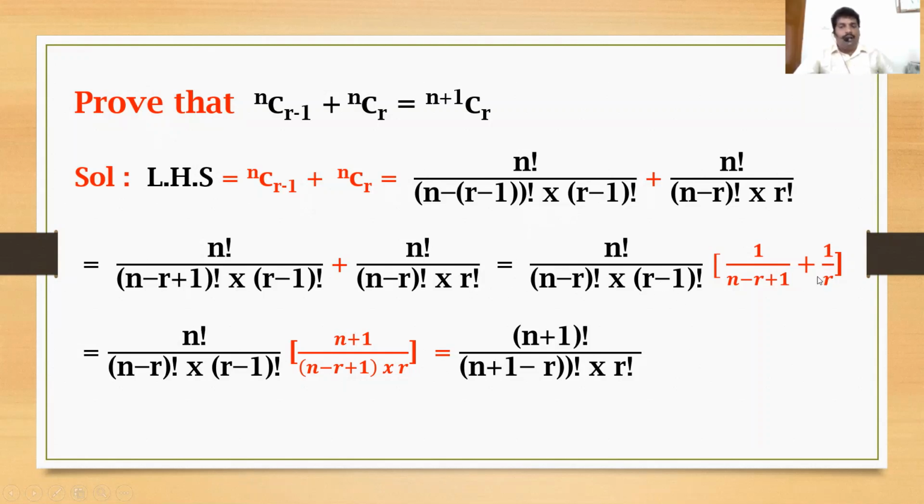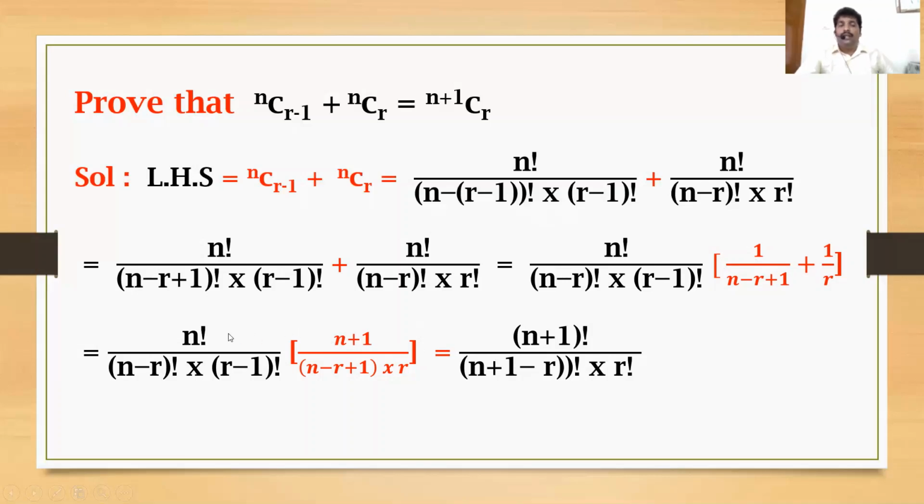So 1 by r. Now if you simplify this second part, the red color part, the LCM is (n minus r plus 1) into r. So the numerator will be n minus r plus 1 plus r. r and minus r will get cancelled. n plus 1 will be there in the numerator after simplification.